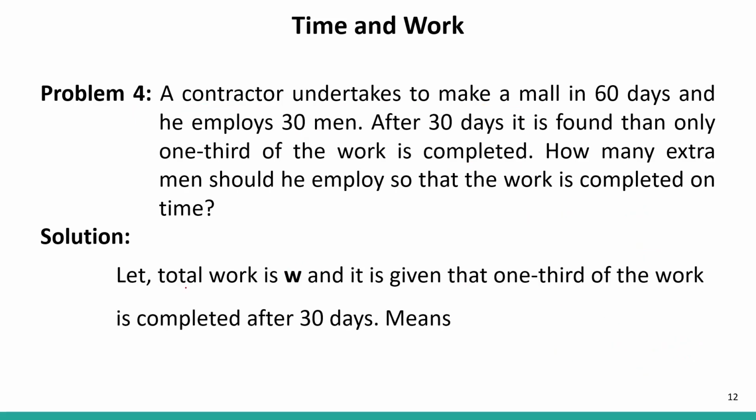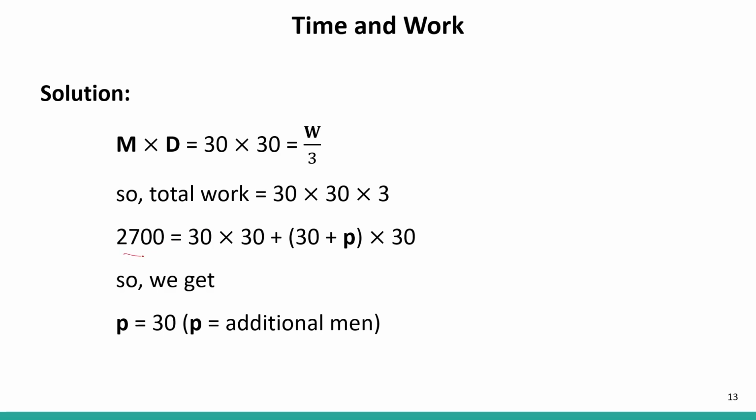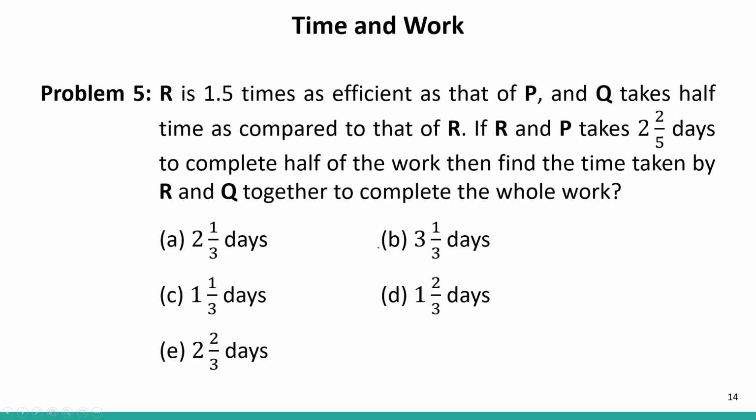Let's see the step-by-step solution. Let total work be W, and it is given that 1/3 of the work is completed in 30 days. So it will take 2700 days for one worker to complete the work, because M into D is equal to 30 into 30 is equal to W by 3. So total work is equal to 30 into 30 into 3, that is 2700. Then 30 into 30 into (30 plus t), where the number of persons is now increased. So we get t equal to 30, that is the additional number of men. So we want 30 more men so that the work could be completed in time, that is in 60 days.